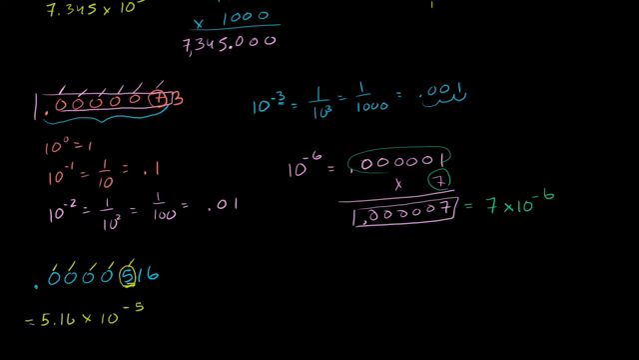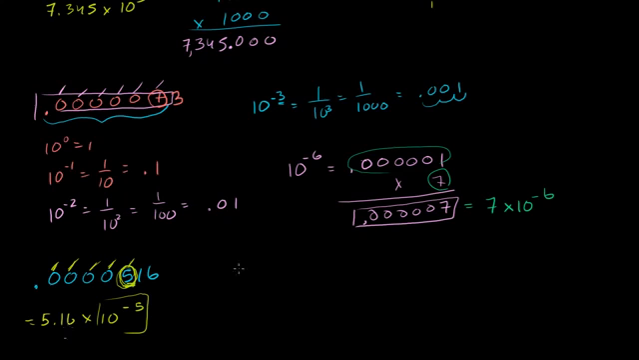Let me do another example. So the point I wanted to make is you just go to the first non-zero number, if you're starting at the left, and that's what you get your power from. That's where I got my 10 to the minus 5, because I counted 1, 2, 3, 4, 5. You got to count that number just like we did over here. And then everything else will be behind the decimal.